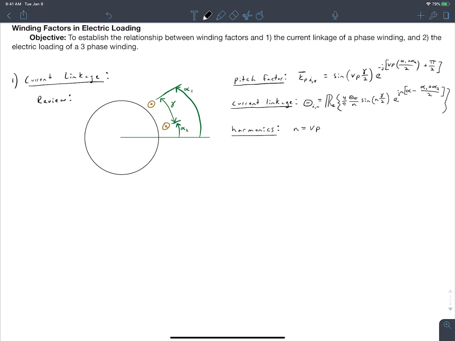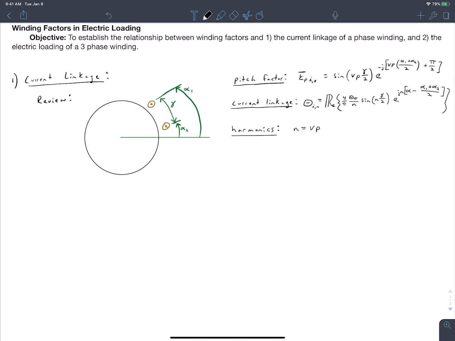And then we're going to show how they can be used to determine the electric loading of a three-phase winding. And the last point is extremely important from a design perspective. We're going to derive an expression for our electric loading that depends on the number of ampere turns in our slots and our winding factor. And so this will become a fundamental design equation for the class. You'll be able to use this to figure out how many ampere turns you need in a slot given the winding layout that you've designed.